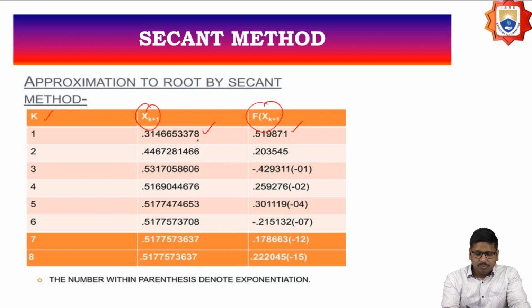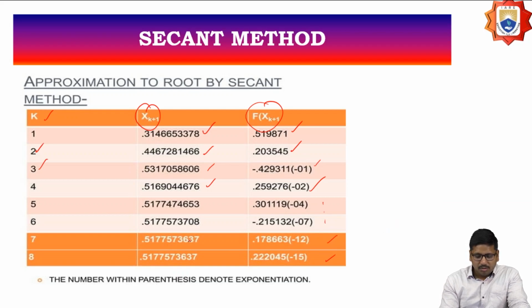0.1519871. Similarly, by substituting the k value as 2 here, I'm getting 0.44, and f of x2 I'm getting is 0.203. By substituting the value of 3, I'm getting this one, and f of x3 I'm getting as minus 0.429. And similarly, if I take another value k equal to 4, I'm going to consider another value 0.51, where I'm going to get 0.25. So by substituting all this, I'm going to get these values.